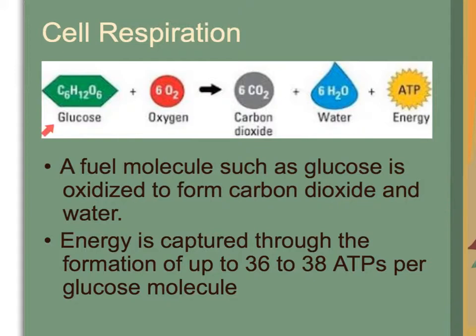So as we look at our chemical reaction for cell respiration, we have glucose, which is C6H12O6, as a fuel molecule that's going to be oxidized to form carbon dioxide and water. So we have our glucose and we have our oxygen. Our products will be carbon dioxide, water, and then ATP energy. Energy that's captured through this formation ends up calculating to be 36 to 38 ATPs per glucose molecule.